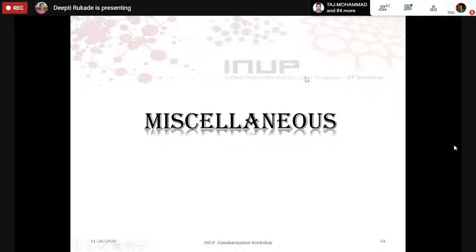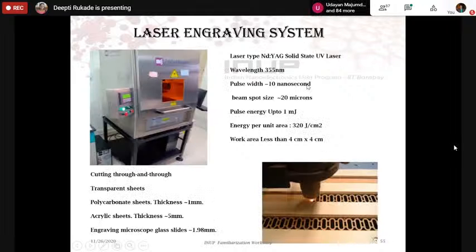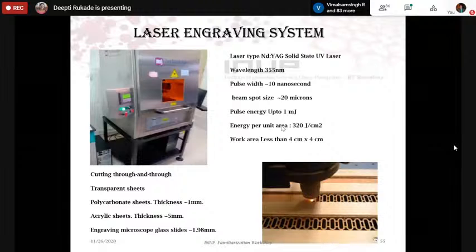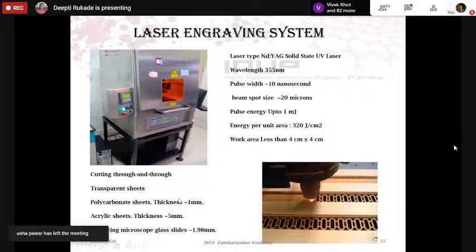So we have our laser engraving system. What happens is we have this laser with very high power, and it cuts through different sheets. Here we can, I would not say cut, we can engrave on polycarbonate sheets of around 1 millimeter thickness, even acrylic sheets or glass slides also. So here we have given the thicknesses that can be engraved.